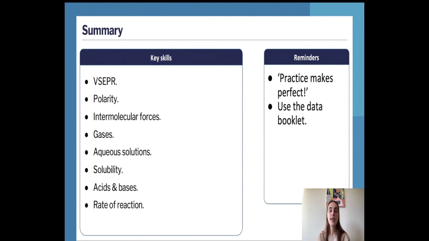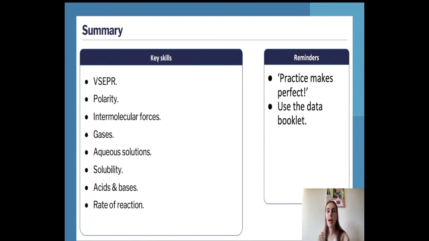So that brings us to the end of what we have for today. The key skills which we learnt today were valence shell electron pair repulsion theory, polarity, intermolecular forces, gases, aqueous solutions, solubility, acids and bases, and rates of reaction. These are the main skills that you really want to make sure you're on top of coming into Unit 2.